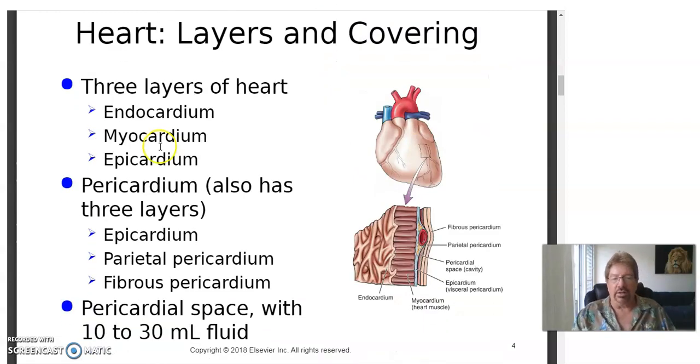All right, there are three layers to the heart. The endocardium is on the inside. The muscle itself is called the myocardium, and the serous membrane around the outside is called the epicardium. Now, the heart has a sac around it called the pericardium. Yes, the heart is in a bag called the pericardium. It has three layers: epicardium, parietal pericardium, fibrous pericardium. And there's a little bit of fluid in there, 10 to 30 milliliters in the pericardial space. Why? To keep it lubricated so that the heart can pump. Boom, boom, boom.